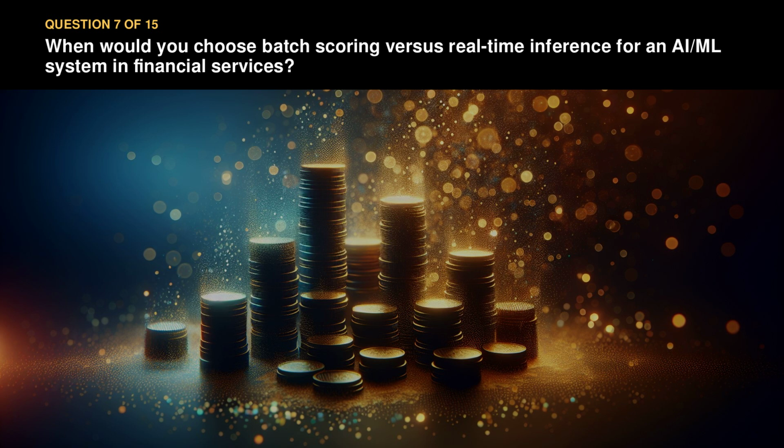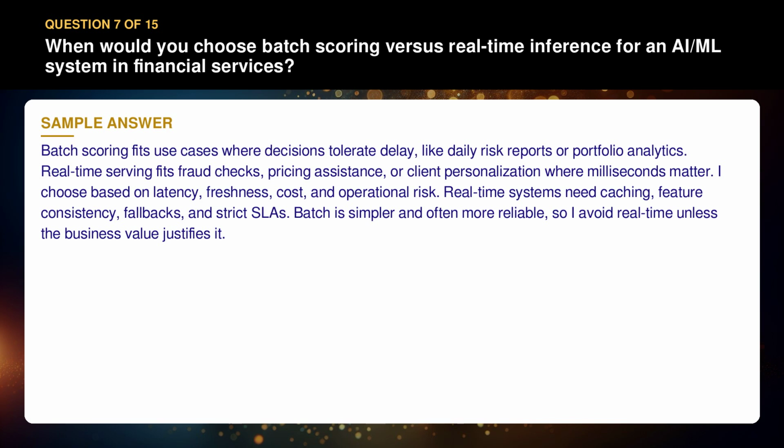Question 7. When would you choose batch scoring versus real-time inference for an AI/ML system in financial services? Batch scoring fits use cases where decisions tolerate delay, like daily risk reports or portfolio analytics. Real-time serving fits fraud checks, pricing assistance, or client personalization, where milliseconds matter. I choose based on latency, freshness, cost, and operational risk.